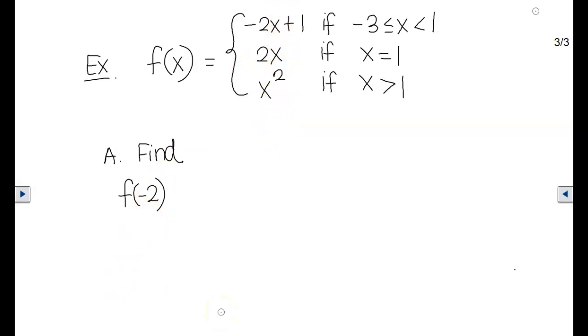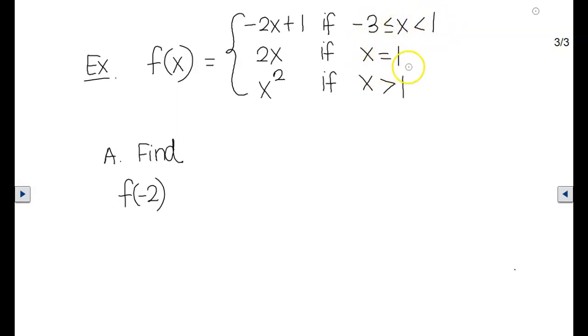Now I want you to listen again to what I said there. You are only going to input negative 2 for x in one of those rules. Now how are you going to know which rule? You are going to know which rule by taking negative 2 and seeing where it fits in these domains. Is negative 2 in this domain? Is negative 3 less than or equal to negative 2? Yes. Is negative 2 also less than 1? Yes. So negative 2 fits this first domain.